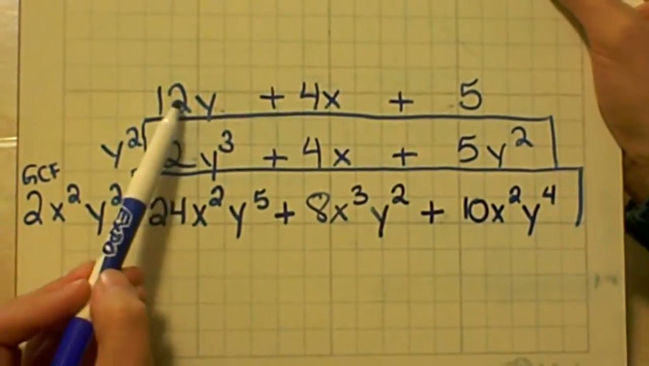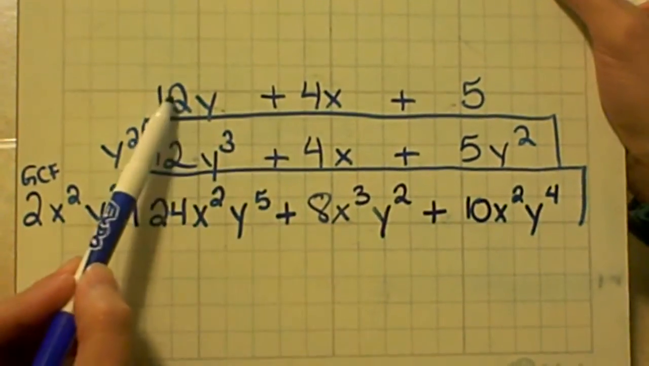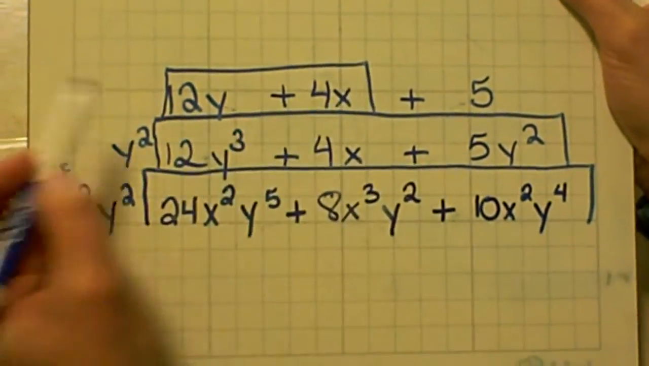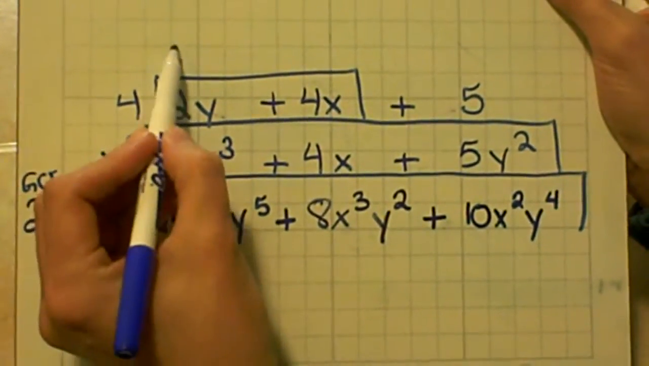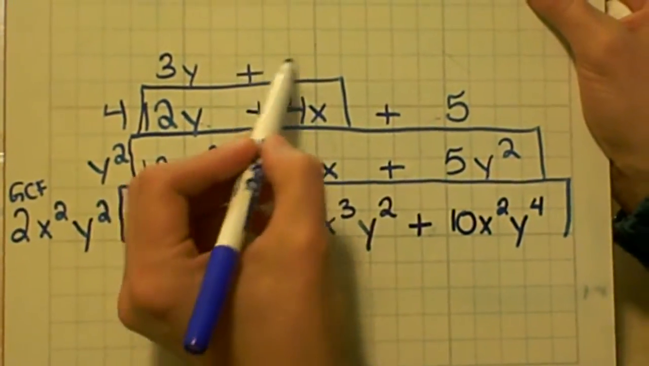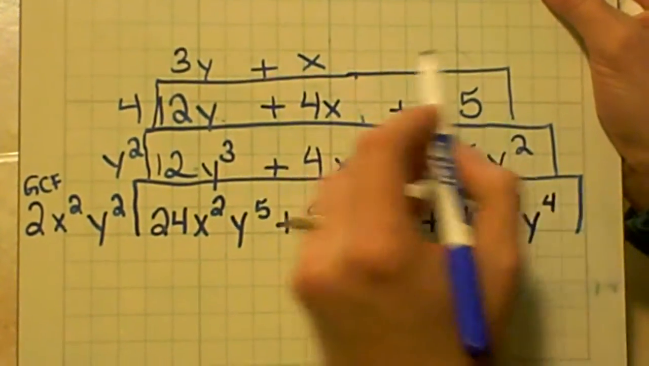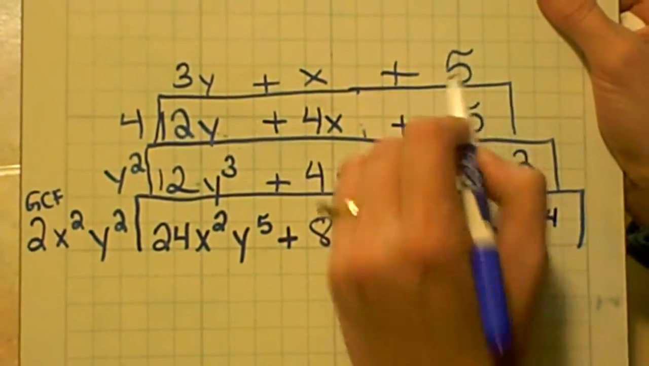Okay, now you notice that these two terms both have a 4 in common. This one doesn't, but the 12y and the 4x do. So we're going to go ahead and take 4 out of both of those. And it leaves us with 3y plus x. Okay, or here, you can do it like this, where you do the whole thing, and then move the 5 up just because you didn't do anything with it.